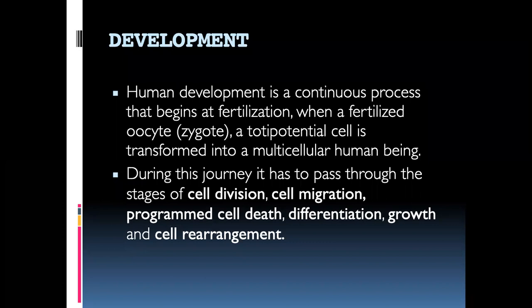Next is differentiation. Initially it's a simple single cell. Once the cell goes into a certain region, it undergoes transformation into a specific type of cell. This is called differentiation. Then we will also study how the cells grow and rearrange themselves.